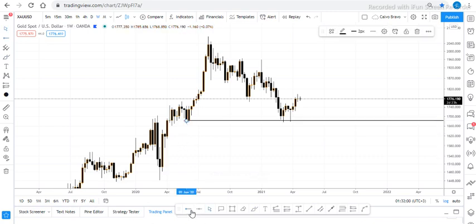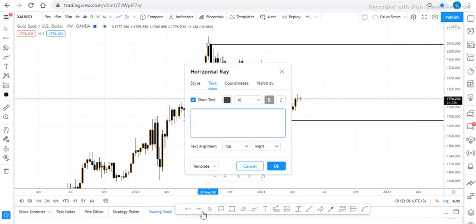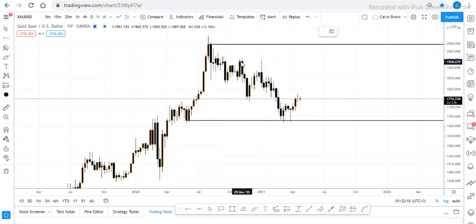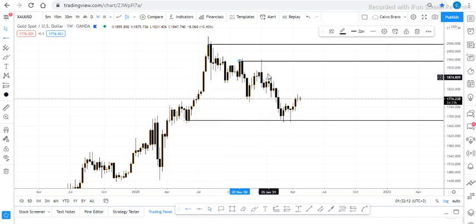I have this one here and I have this key level here. What can I say? This is my supply. I have this supply here and I have this minor supply. This is minor because it's been touched multiple times, so it's not too strong for me.